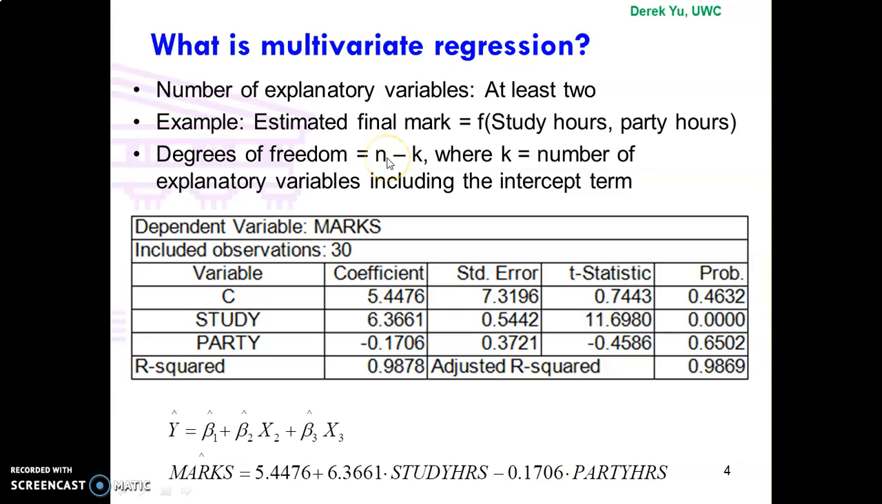Degrees of freedom, the equation remains the same, n minus k. But now since we move on with multivariate regression, k is no longer 2. Remember, k is always equal to 2 for bivariate regression. So in this example, k will be equal to 3 because you have got 3 parameters, 1 constant and 2 slope parameters. So 3 parameters in total.